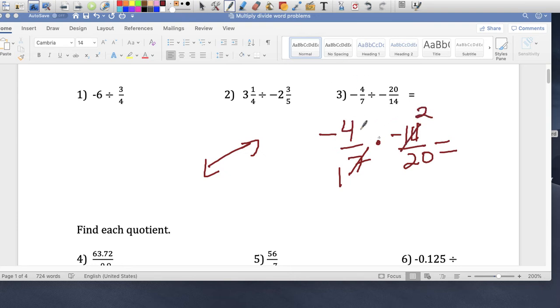Now I can simplify going across. I can simplify 2 and 20, or 4 and 20. 2 divided by 2 is 1. 20 divided by 2 is 10. I can also divide 4 and 10. 4 divided by 2 is 2, and 10 divided by 2 is 5. So now I'm ready to multiply. Negative times negative is a positive. 2 times 1 is 2, and 1 times 5 is 5.